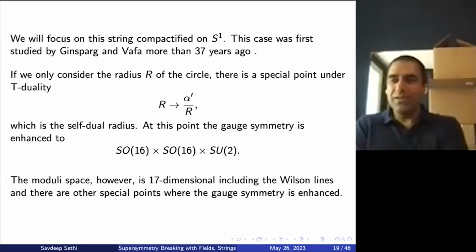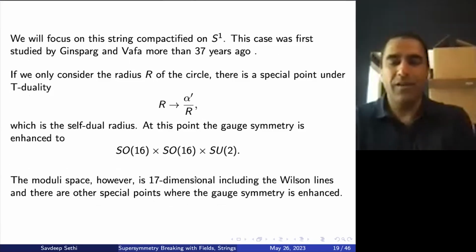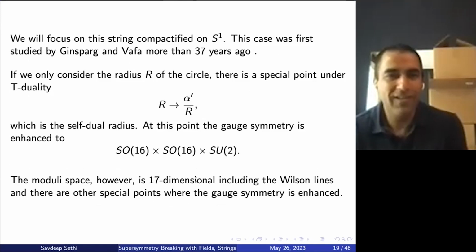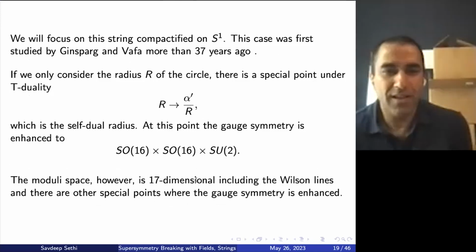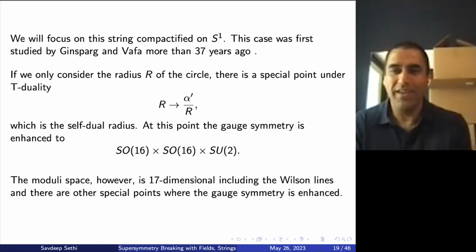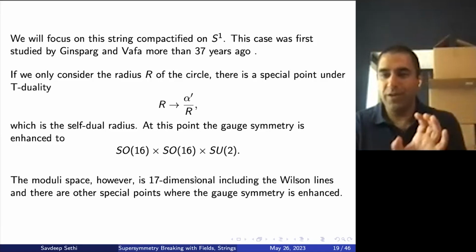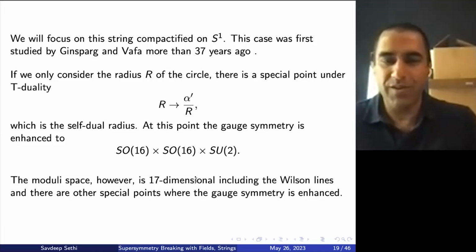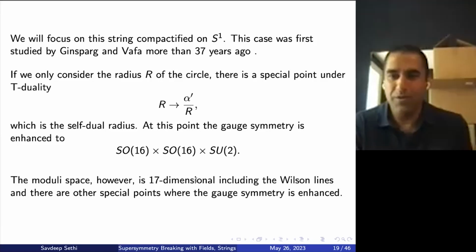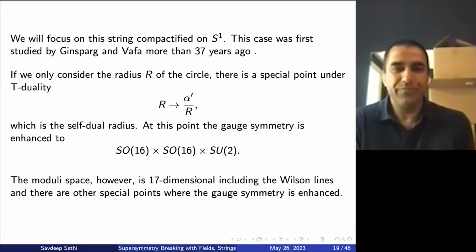In fact, I'm going to go even simpler. Instead of looking at tori of higher dimension, we're just going to look at a circle. This case was studied more than 37 years ago by Ginsparg and Waffer, but it was a kind of critical ingredient in the later discussion. So I want to go back and revisit it here.